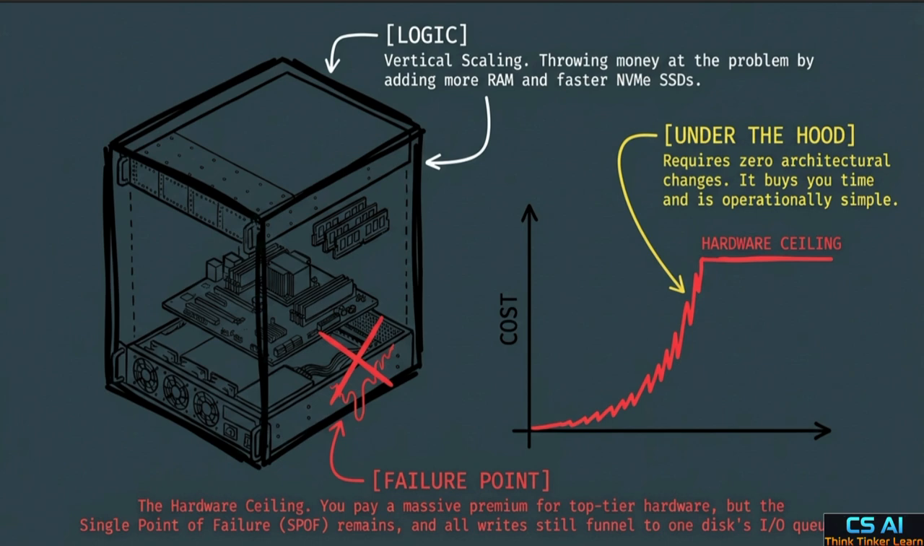However, we quickly hit the hardware ceiling, which is our failure point. You pay a massive premium for top tier hardware, but the single point of failure remains, and all writes still funnel to one disk IO queue. This approach has diminishing returns and doesn't solve the fundamental architectural constraint.